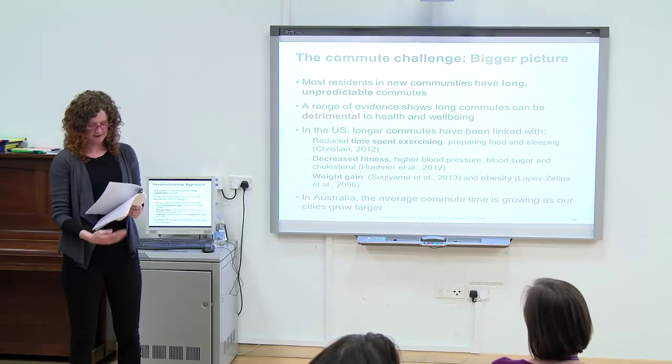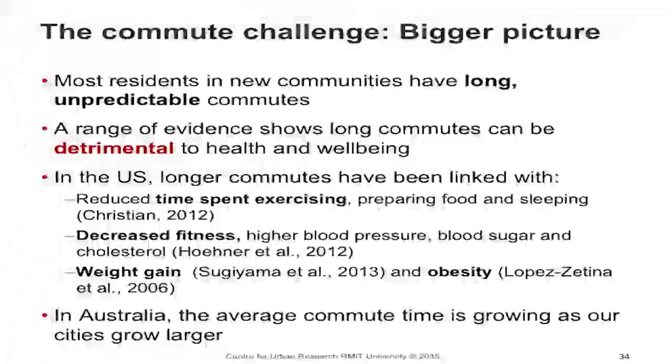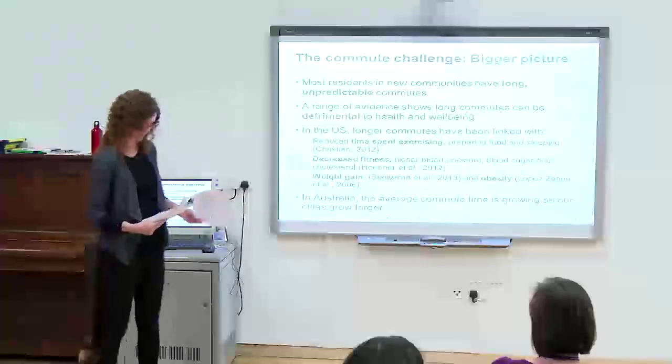Many residents of new communities, not just Saloundra Rise, many living in these growth corridors, have long and unpredictable commutes. And there's a range of evidence now to show that these long commutes are very detrimental to health. In the US, long commutes have been linked with reduced time spent exercising, preparing food and sleeping, and decreased fitness, high blood pressure, blood sugar and cholesterol. And there's also evidence for weight gain and obesity. In outer areas, many residents' commutes are much longer than average, with 1 in 4 Australians now commuting more than 1 hour each way. And this has been steadily increasing as our cities grow larger.